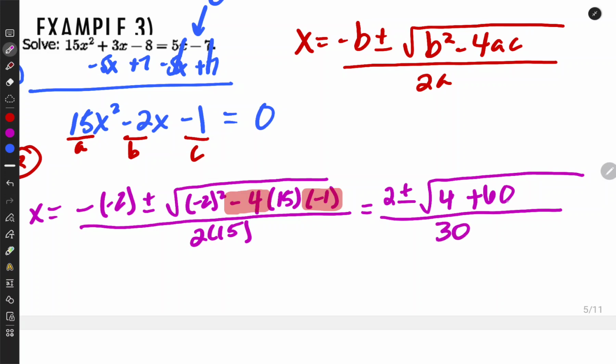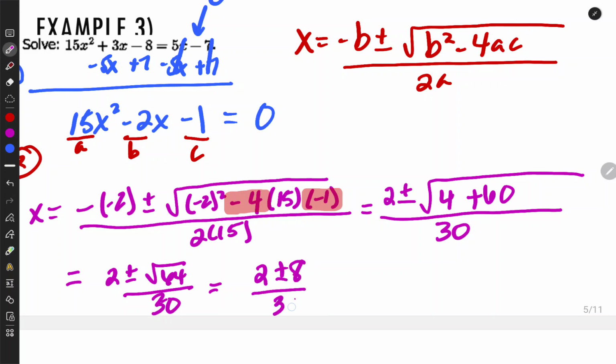So here we have 4 plus 60. So we have 2 plus or minus the square root of 64 all over 30. The square root of 64 is 8. 2 plus or minus 8 all over 30. Remember that plus or minus means that we have two problems happening. We have one that we're going to be adding and one we're going to be subtracting. So we have 2 plus 8 over 30, and we have 2 minus 8 over 30.